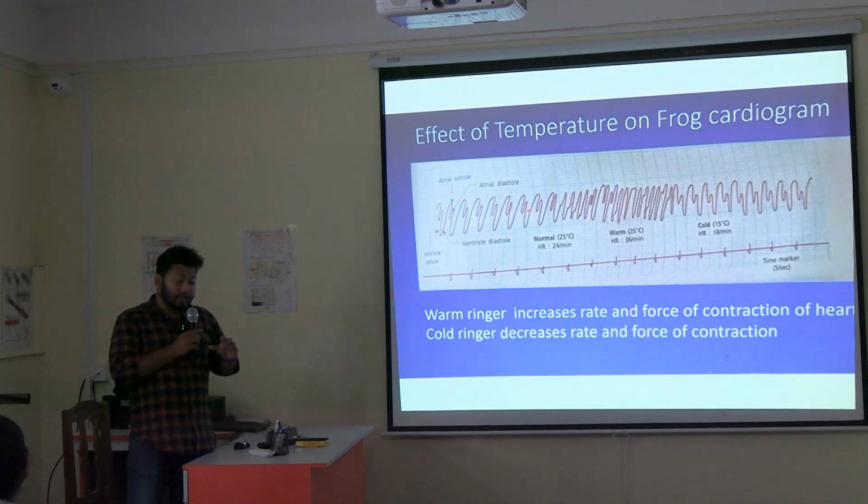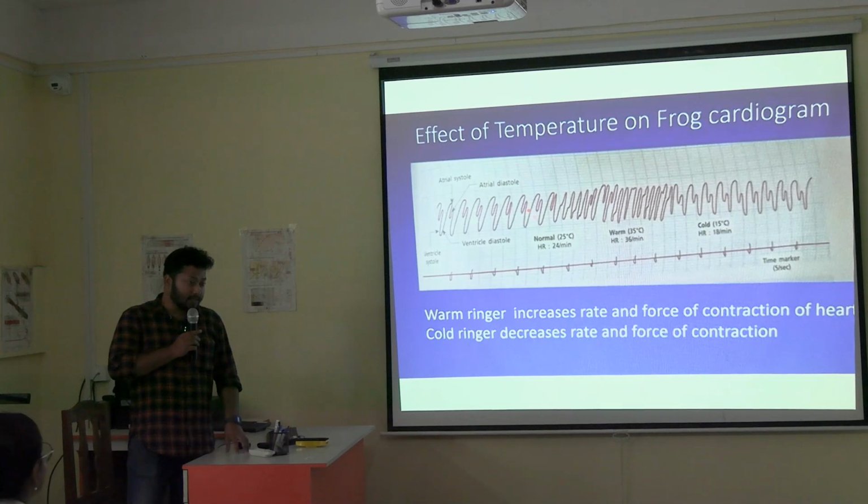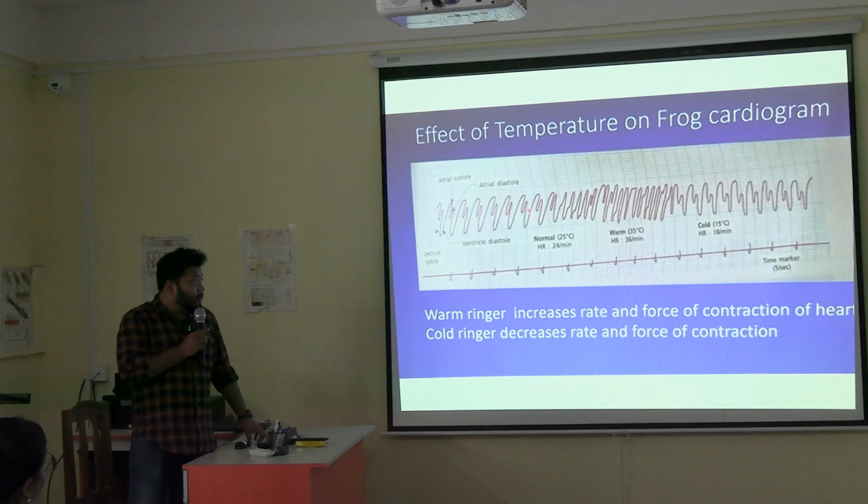Remember, the frog's heart is about 25 beats per minute. Okay, what is the normal human heartbeat? 72. If you are asked what the normal heartbeat is, then you have to say 72. Okay, 72 beats per minute.